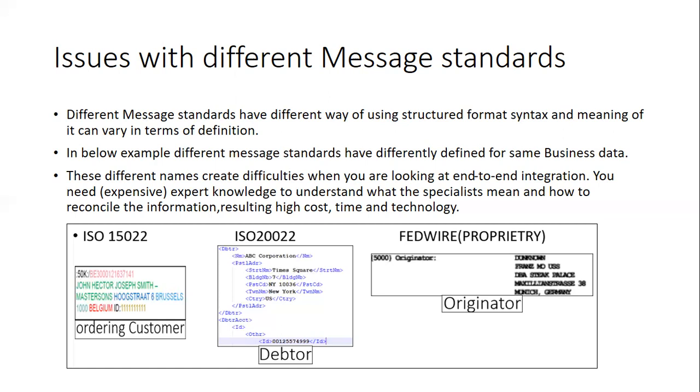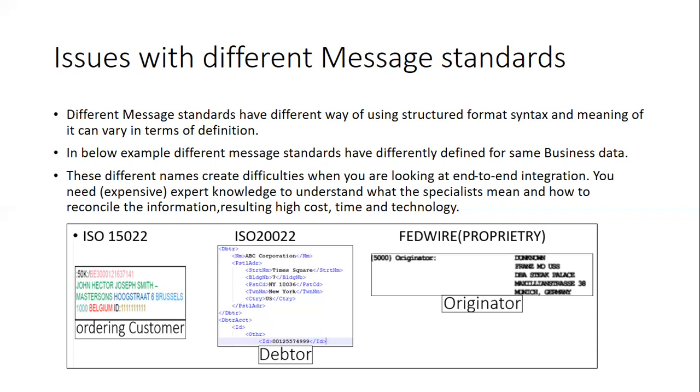In order to migrate or integrate to that particular network or to the systems that accept different messages, it becomes very tedious for the banks in terms of cost, money, and effort. You need expensive spot knowledge to understand what the specialists mean and how to reconcile the information, resulting in high cost, time, and technology. And that's why ISO 20022, which comes under the International Organization for Standardization, has decided to go ahead with one single way of communication, called ISO 20022 messaging.